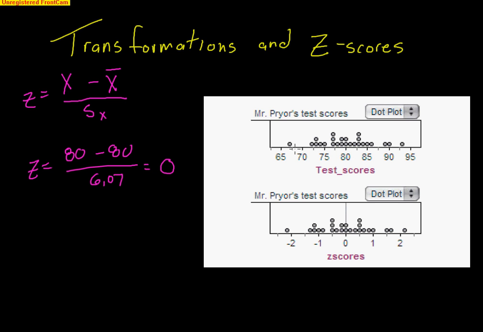So let's look at this graph over here so I can explain this. Here's the test scores right here. Here they all are. Here was the mean right in the middle of 80, right? There's the mean right there. Now, if I take that mean and plug it into my z-score formula, it converts to a mean of 0.